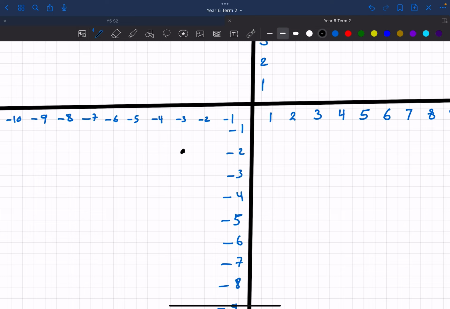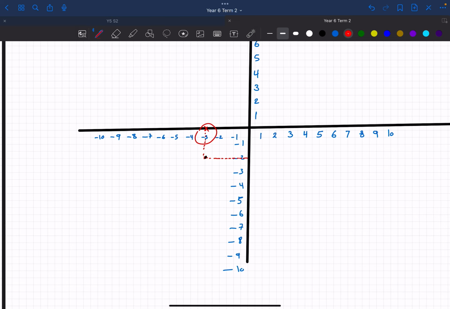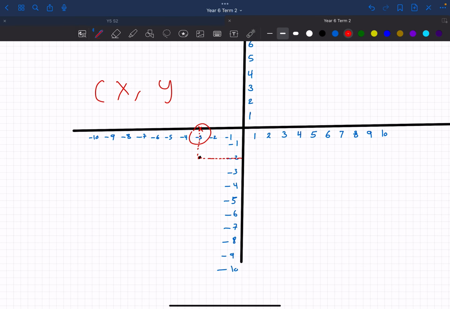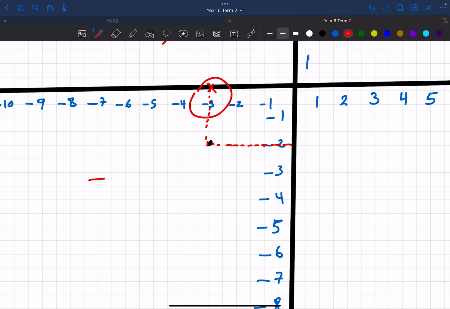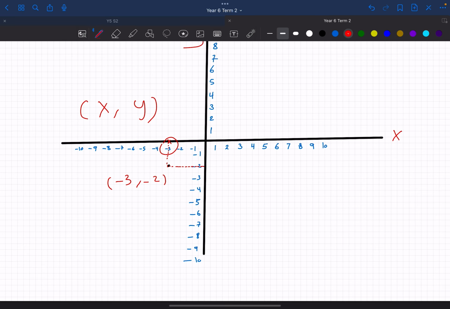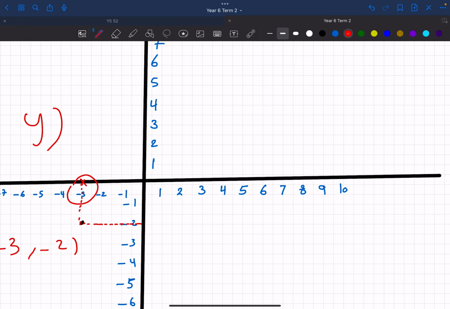What's the coordinate? You will start from the y. You will go down like this, up here. Then you connect it to the, sorry, you start from the x. Then you connect to the y. Then the x, because remember the coordinate is x, then y. So it is -3, -2. I think it's clear. What about this one here?